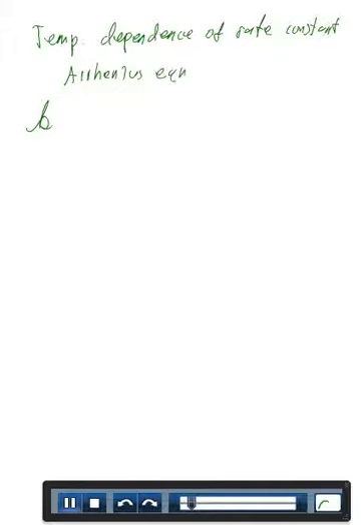It states that k, the rate constant, is equal to A, what's called a pre-exponential factor, times e, the base of natural logs, to a power: negative E sub A over RT. Now let's talk about what these things mean.